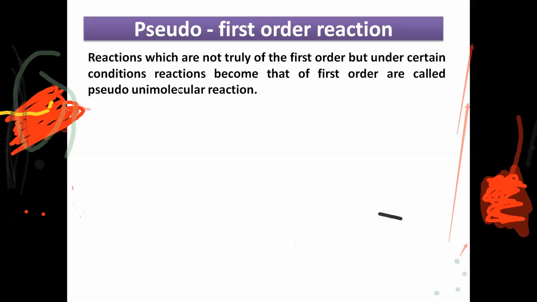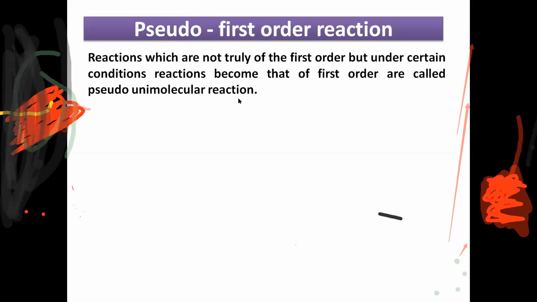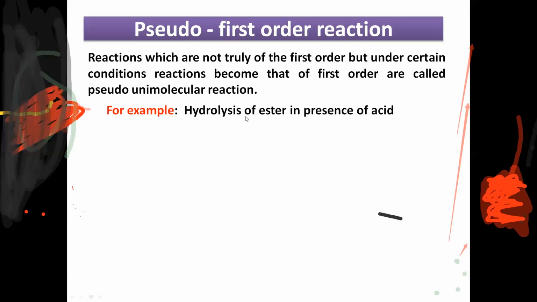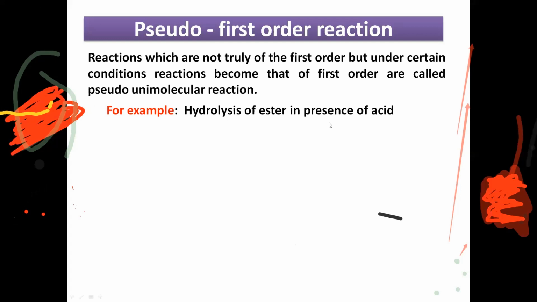So I am considering a very simple reaction. Consider reactions which are not truly of the first order, but under certain conditions become first order. They are called pseudo unimolecular reactions, right? A very good example is the hydrolysis of an ester, the same example I took in the regular class. This is ethyl methyl ester, which on reaction with H2O gives acetic acid plus ethyl alcohol.